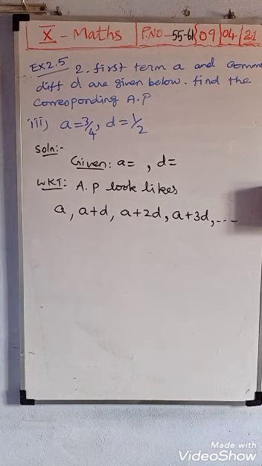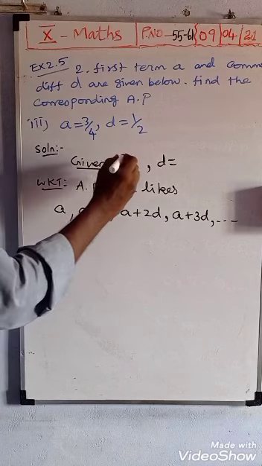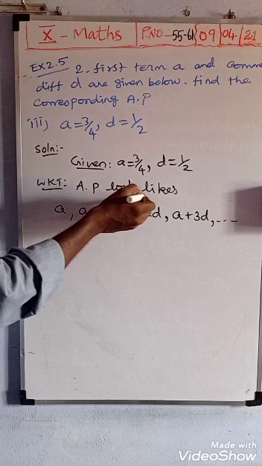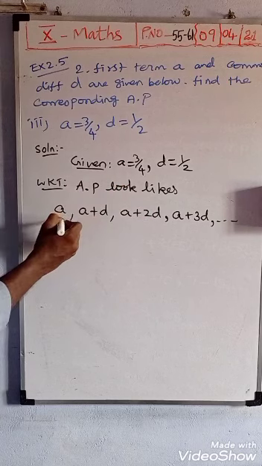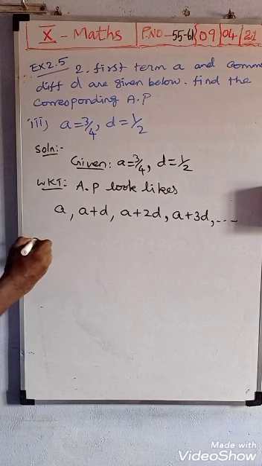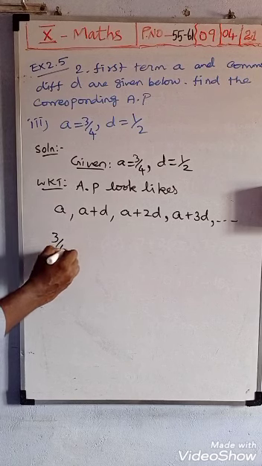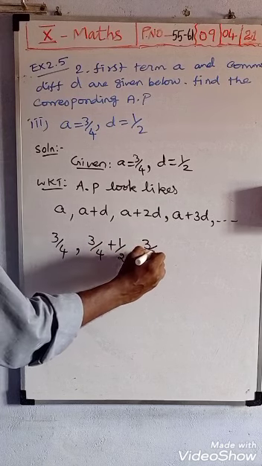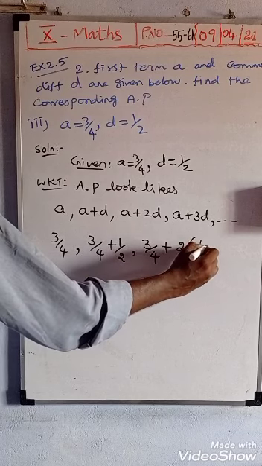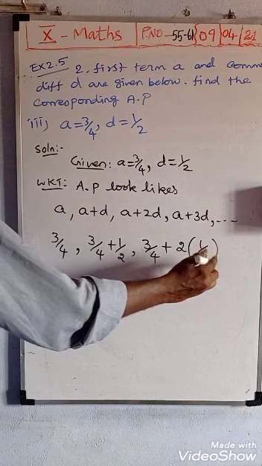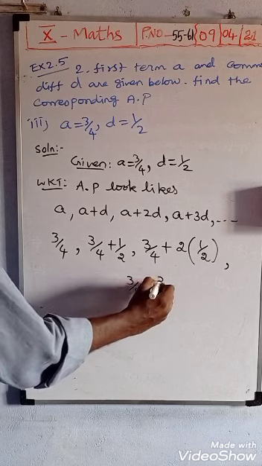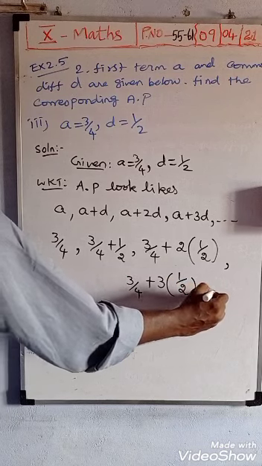See next, third point: A value is 3 by 4, D value is 1 by 2. We want to find the AP. Given the first term 3 by 4 and common difference 1 by 2. Already we know that an arithmetic progression looks like A, A plus D, A plus 2D, A plus 3D, up to etc. Now you should substitute. A value is 3 by 4, comma, 3 by 4 plus 1 by 2. Next 3 by 4 plus 2 times of 1 by 2, because common difference is 1 by 2, comma. Next 3 by 4 plus 3 times of 1 by 2. Like that it will go on.